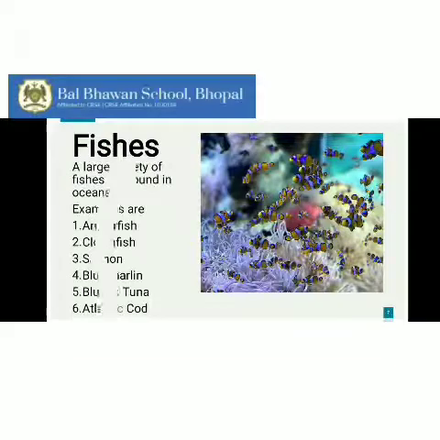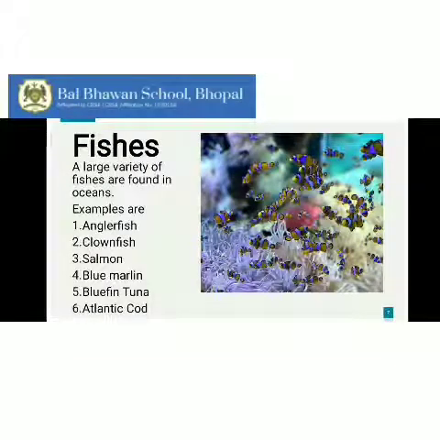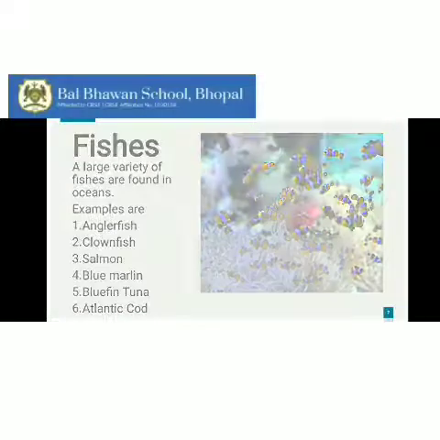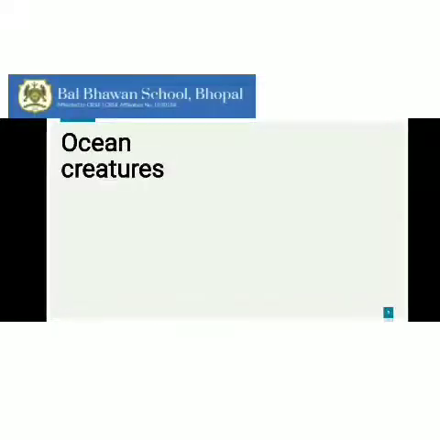Now see this picture. These are fishes. A large variety of fishes are found in oceans. Examples are anglerfish, clownfish, salmon, blue marlin, tuna, cod, etc.